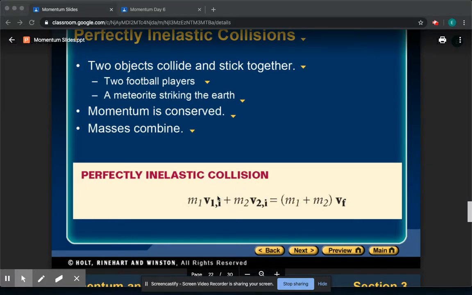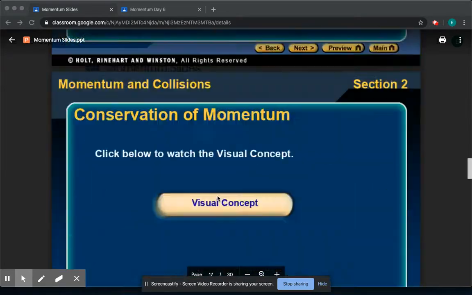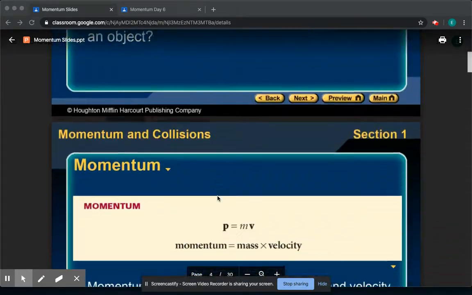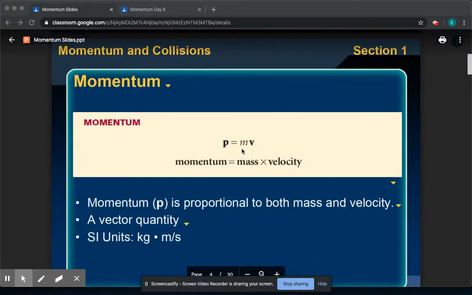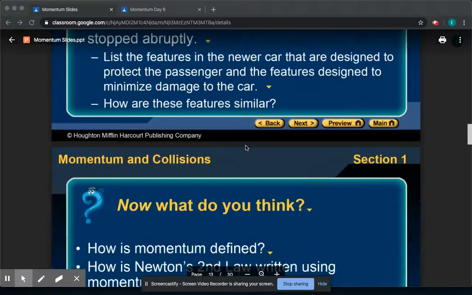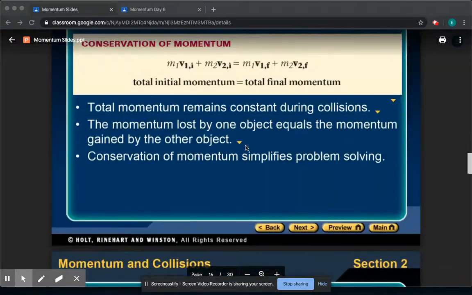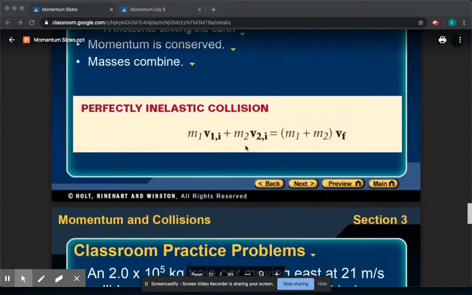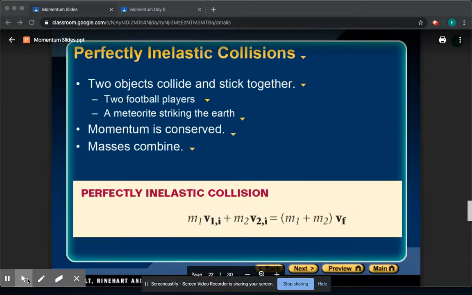Where does this come from? This goes back again to the very first section. This goes back to the momentum equation. Momentum is mass times velocity. So when they're saying momentum is conserved, they're saying the momentum in the beginning, which is before the collision, is going to be the same as after the collision.